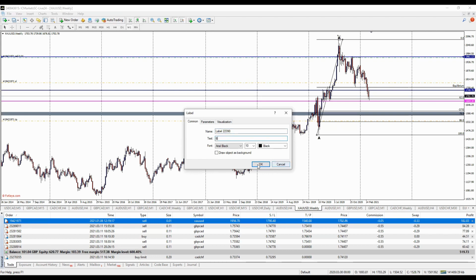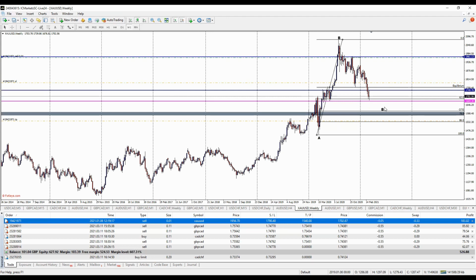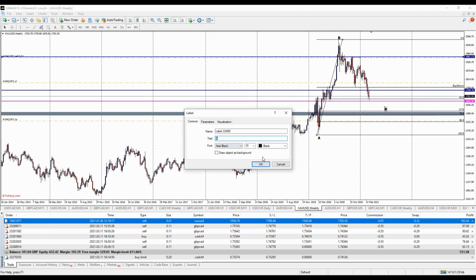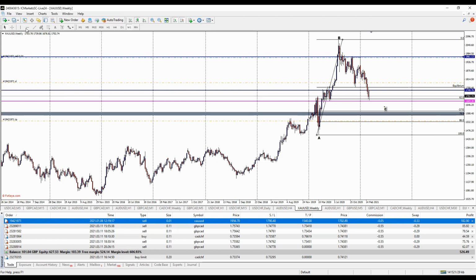And then we're looking for the C. So here's the ABCD structure that we're looking at the moment. ABC structure, and we're looking for the pullback. Now, the next movement that's going to happen on gold is going to be parabolic.